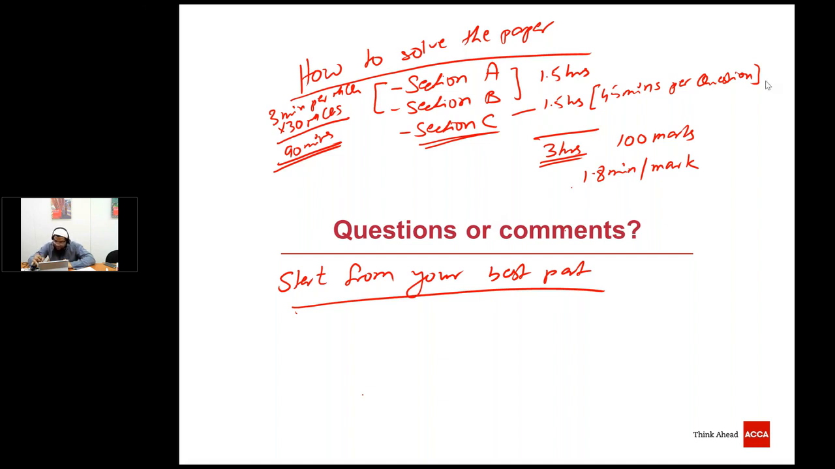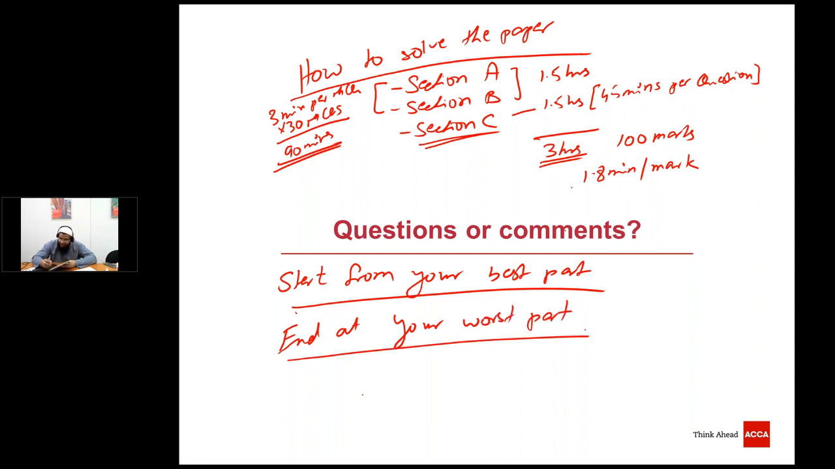Yes, Simran, this will actually increase your confidence. Start from your best part and end at your worst part. So for example, if you think that you are worst in Section A, then solve Section A at the end, so that you score the passing marks from your best part.